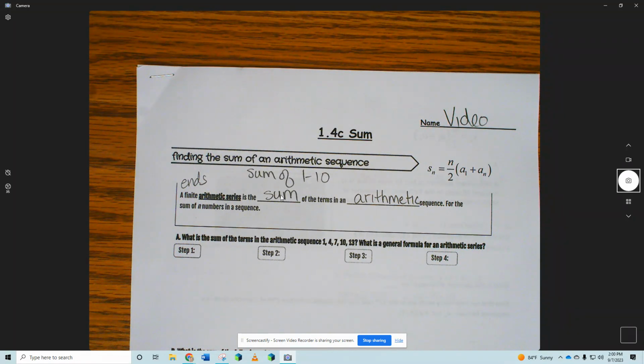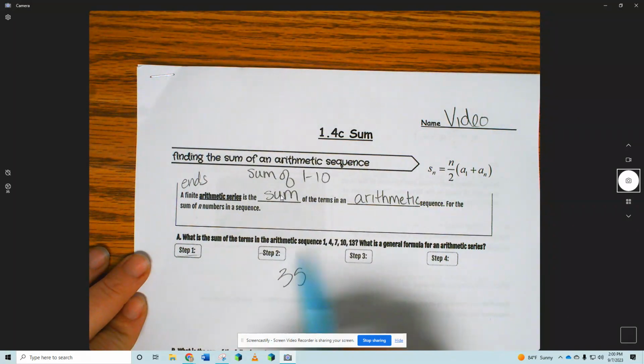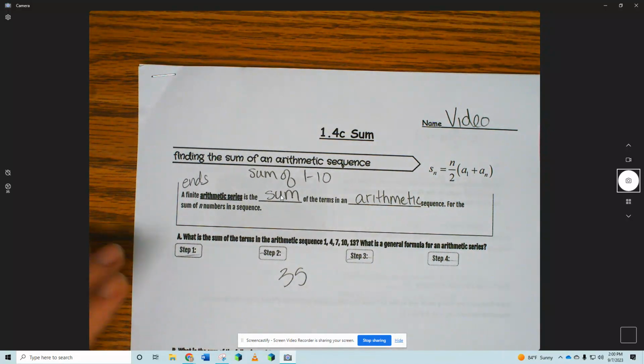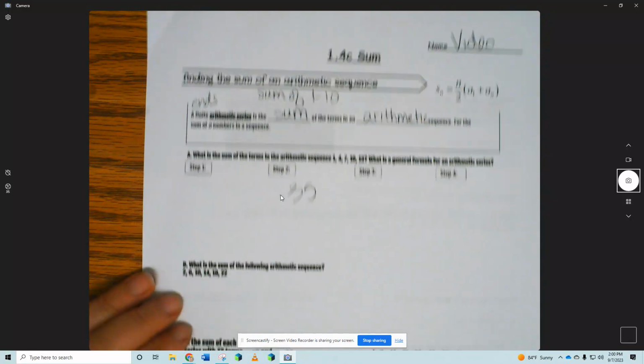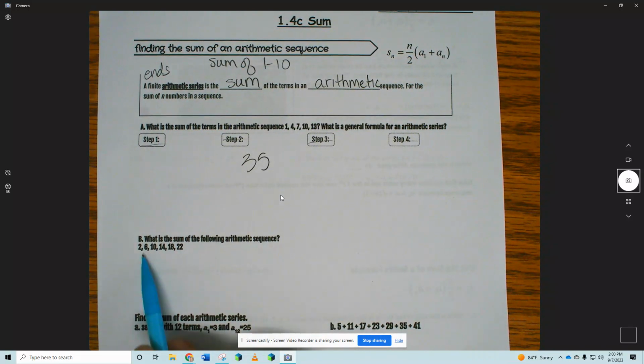Okay, table 1. Gentlemen, what did you get? 35? Class agreements? Awesome. So there is no step 1, step 2, step 3, step 4. It's simply straightforward. You're adding. We have one more to do. Part B. Go ahead. 2, 8, 10, 14, 18, 22.